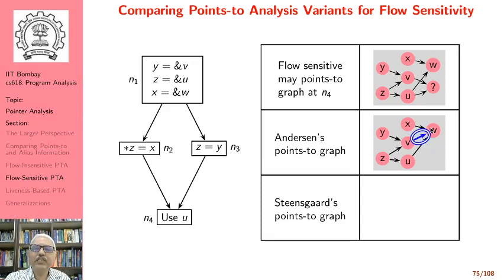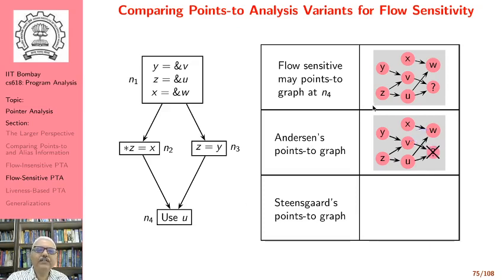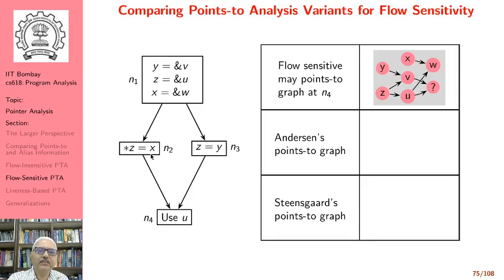We will instead have V points to W, and in the Steensgaard's points-to graph, note that this is a different example from the previous example. We don't have the field f. This was our first example that we had seen. In Steensgaard's points-to analysis, because *z has two pointees v and u, we get a unification of u and v, and therefore an edge from y to u, and that is Steensgaard's points-to graph for this particular program. Please do not confuse this with the previous program. The previous program had y arrow f equal to x. This program has star z equal to x.